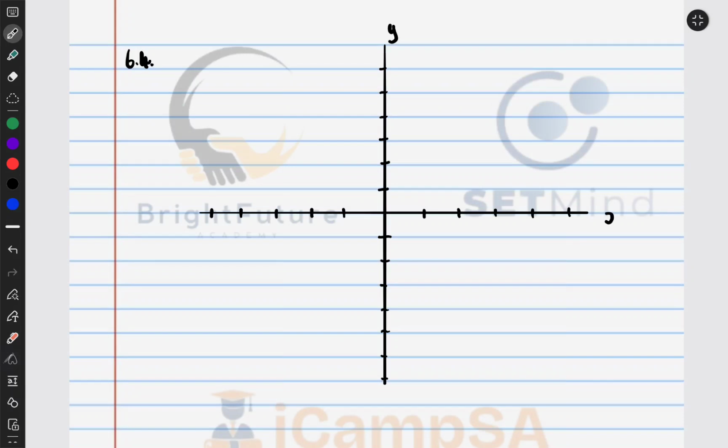This is the y and x-axis. We're going to have 1 2 3 4 5, -1 -2 -3 -4 -5. We're going to have 1 2 3 4 5 and 6. We're going to have -1 -2, just write -6, -2 -3 -4 -5 -6.